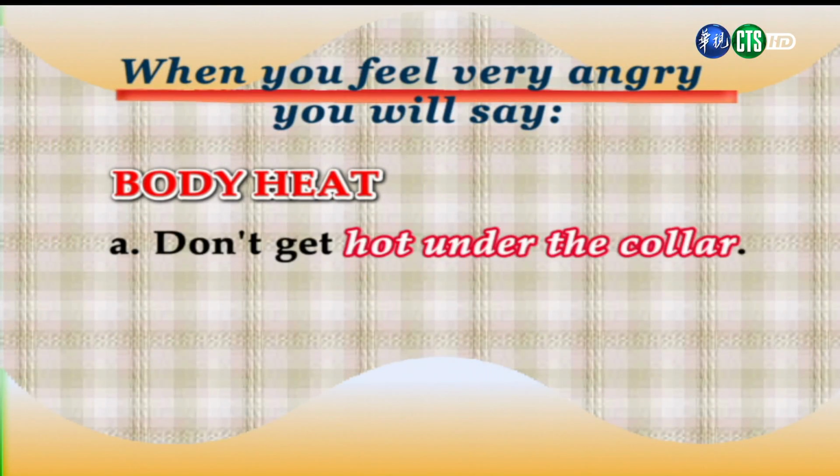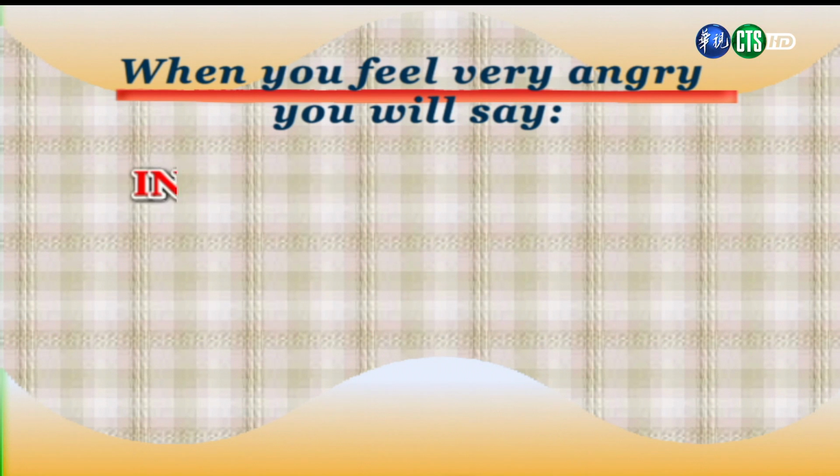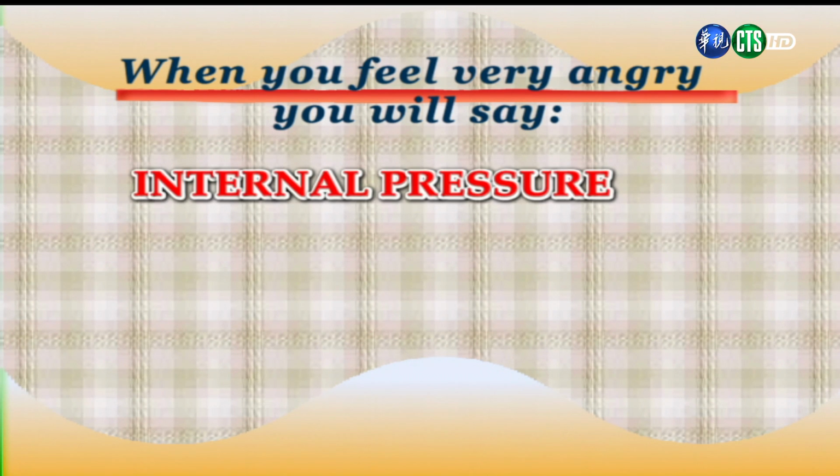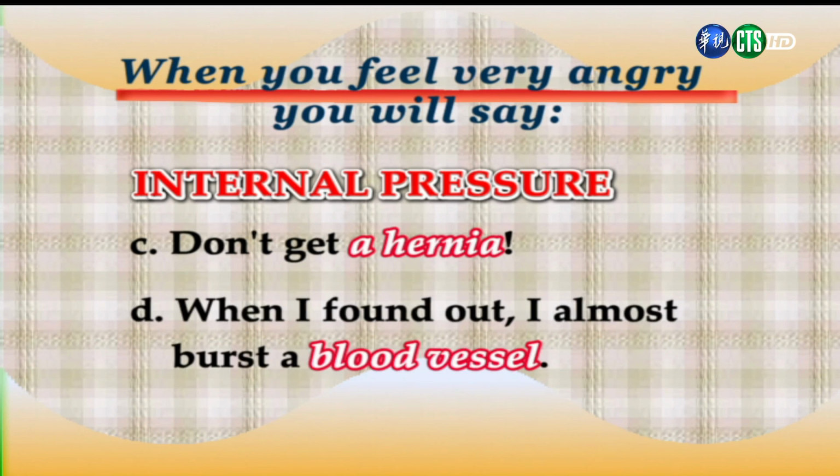And so then you could have some different kinds of figures of speech that relate to body heat. 好，各位同学在描述愤怒的时候，首先可以把愤怒的感觉跟身体温度的上升做一个连接。For example, we could have sentences like this: "Don't get hot under the collar." 这是在领子底下热得不得了，也就是体温上升、愤怒的意思。We also have a sentence: "Billy's a hothead." hot head 一样表达身体的热度，这也是愤怒的意思。Then we can also have metaphors dealing with internal pressure, such as "Don't get a hernia," or "When I found out, I almost burst a blood vessel."